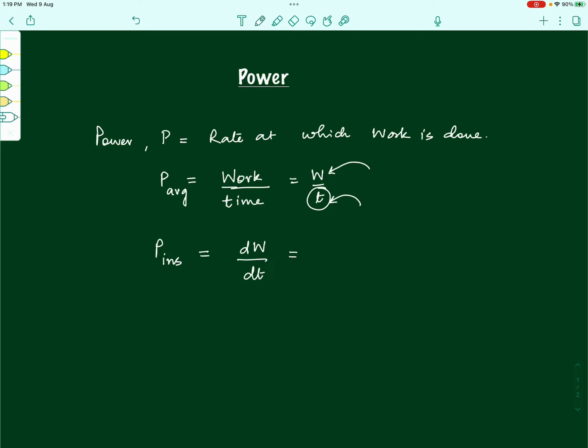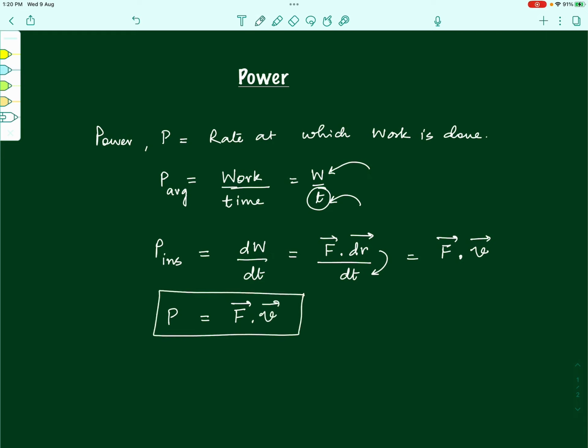Now understand that dW, the small work done, can also be written as F dot dr, right? And when you divide it by dt, take this dr by dt together to write it as F dot v. dr by dt is written as v. So we say that the instantaneous power, which is also written as just the power P, is F dot v. This is another formula that is generally used for calculating power for a given question. Okay, so this is the basic definition.